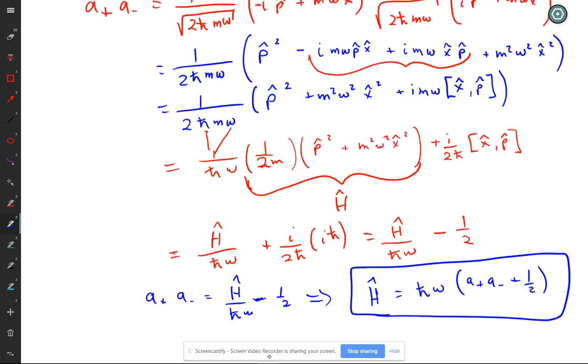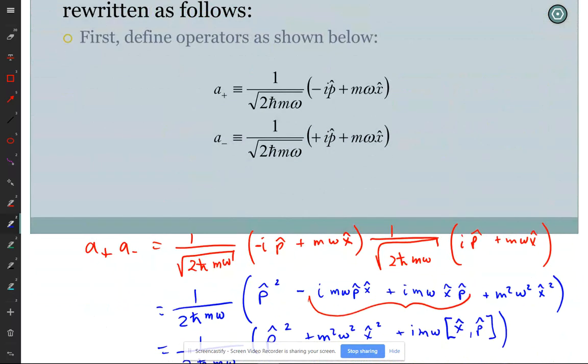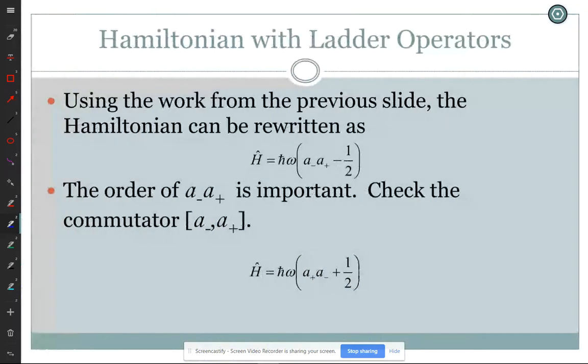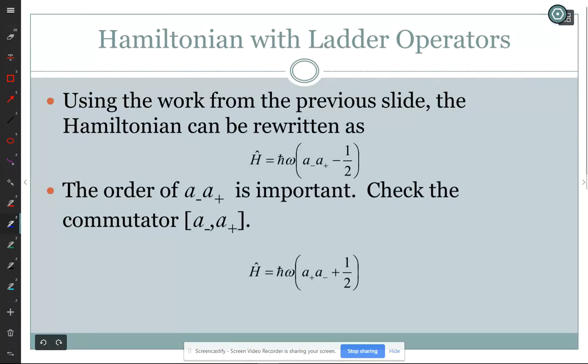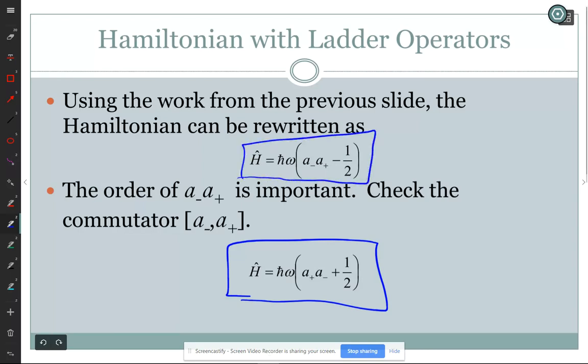Now I will leave it to you to show that if I do it the other way around, A minus A plus, I will get a similar relationship, so that I can have my Hamiltonian written either this way, which is what we just derived, or if you did it the other way around, you would have had that. Right, so this one here is the one that I showed. What do you suppose the commutator is between A minus and A plus?